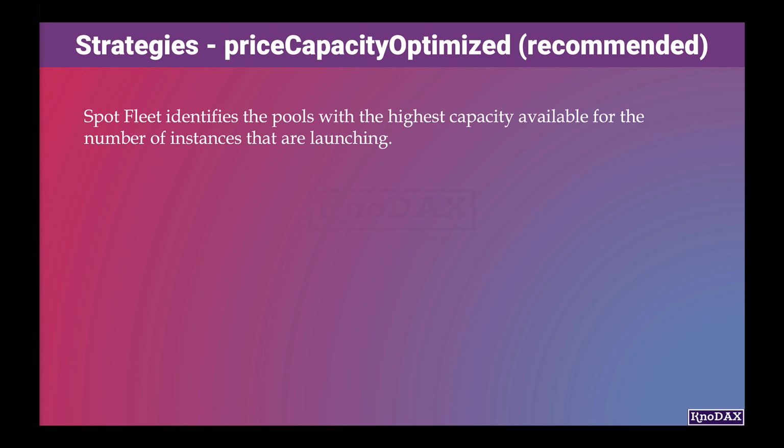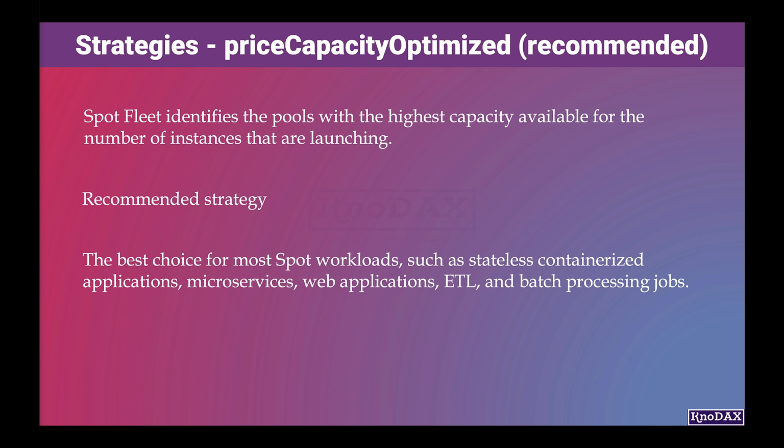Price capacity optimized, recommended. In this strategy, spot fleet identifies the pools with the highest capacity available for the number of instances that are launching. This means that spot instances will be requested from the pools that are believed to have the lowest chance of interruption in the near term. This is a recommended strategy. The price capacity optimized allocation strategy is the best choice for most spot workloads, such as stateless containerized applications, microservices, web applications, ETL, and batch processing jobs.